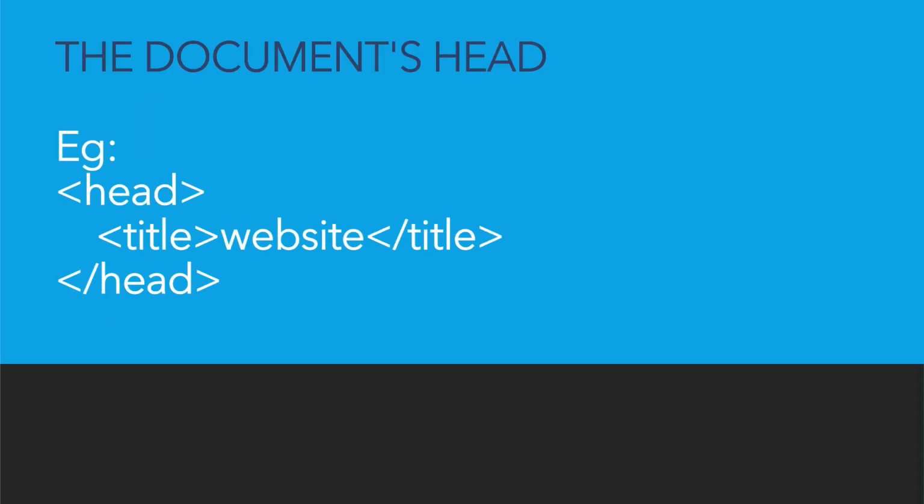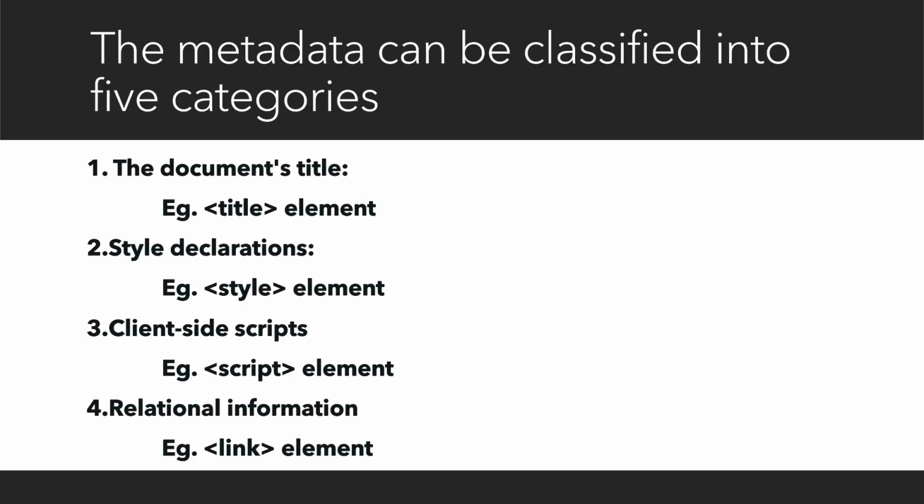The document's head. The head section is a container for metadata about the document. This metadata can be classified in 5 categories according to the element used. The document's title describes briefly the subject treated in the document. This is a required item and is inserted with the title element. Style declarations group style definitions used to set presentational attributes for the elements in the document. It is inserted with the style element.